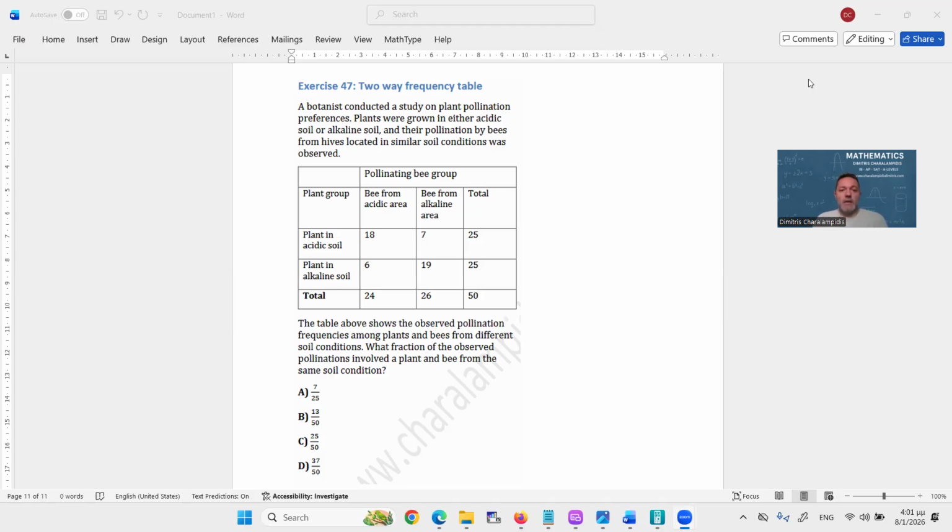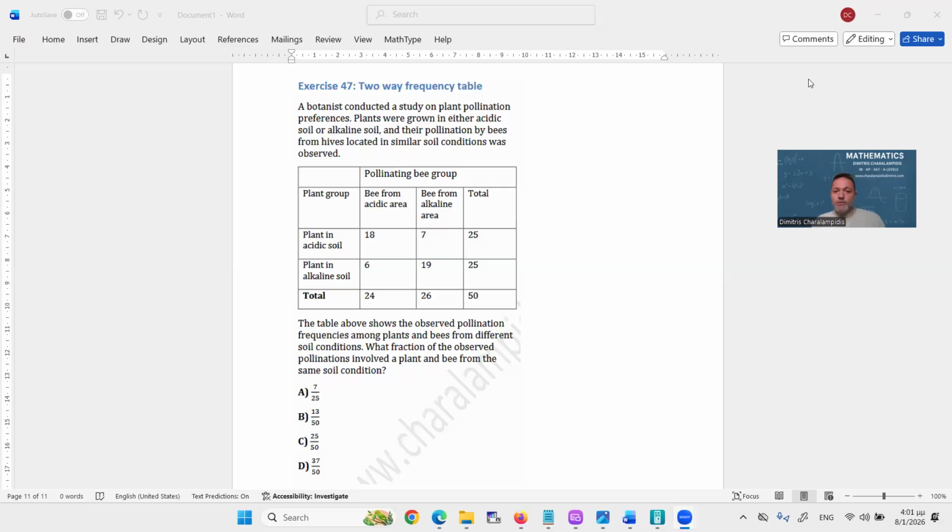plants. 18 of them were seeded in acidic soil, and we used bees from acidic area to pollinate them. 7 were seeded in acidic soil, but we used bees from alkaline area to pollinate them. In total, we had 25 plants in acidic soil, and so on for the second line. Now, let's see what is being asked.